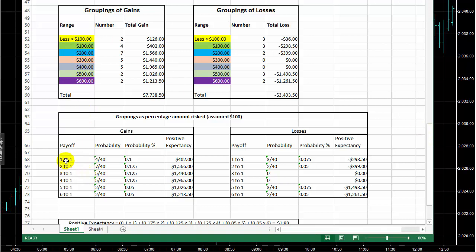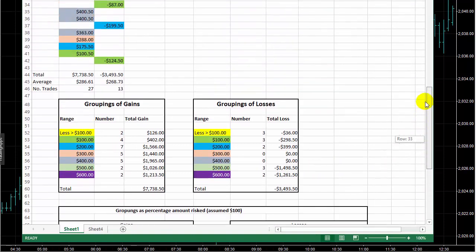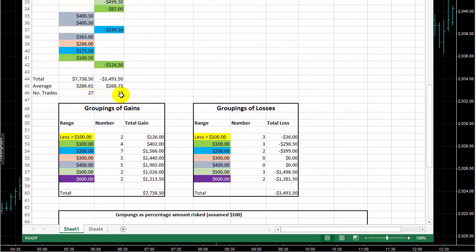So 1-to-1 payoff, 2-to-1 payoff, 3-to-1 payoff, 4-to-1 payoff, 5-to-1 payoff, and 6-to-1 payoff. So 1-to-1 payoff is basically my $100, right? I'm assuming $100 profit. How many of them did we get? Four. How many trades were there total? 40 trades. 27 winners and 13 losers, 40 trades total.